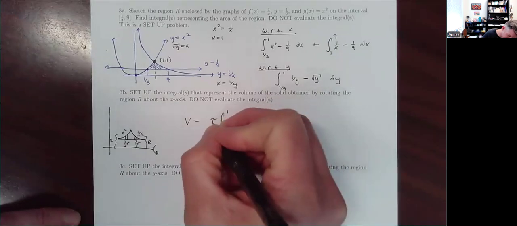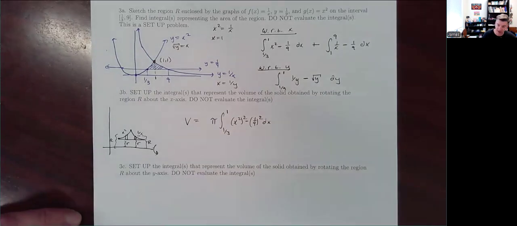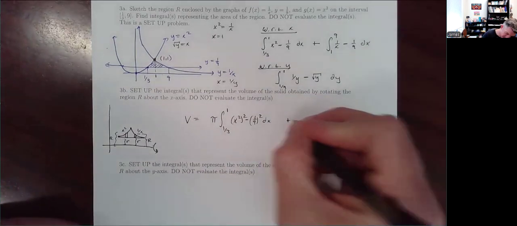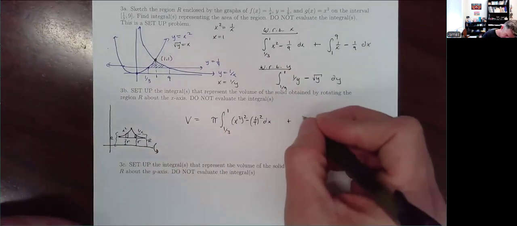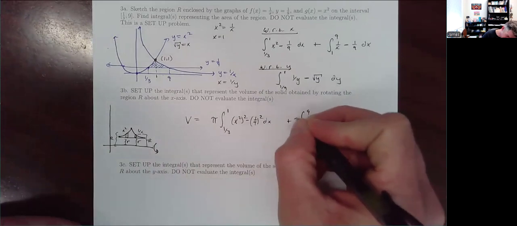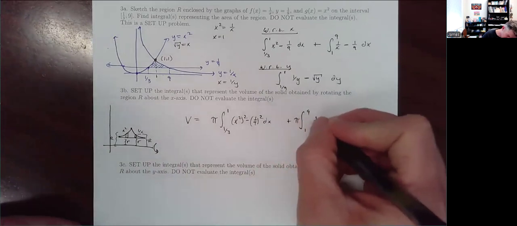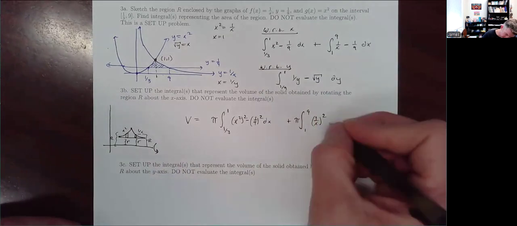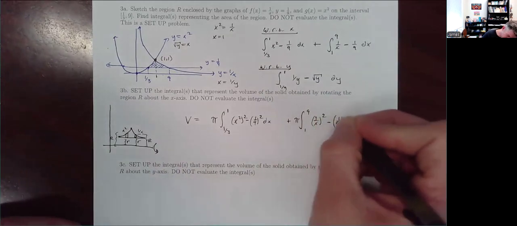And then we have a pi out in front, right? Because it's pi times the area of the washer, pi times the radius squared to get the area of the circle. Plus, then we have the second one where we're doing the integral from 1 to 9, still a pi out in front. 1 over x squared for the outer radius minus 1 over 9 squared for the inner radius.